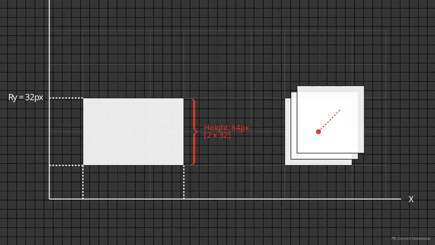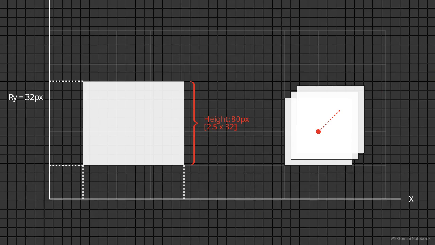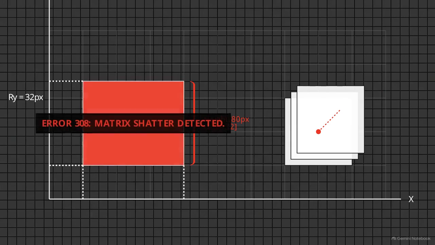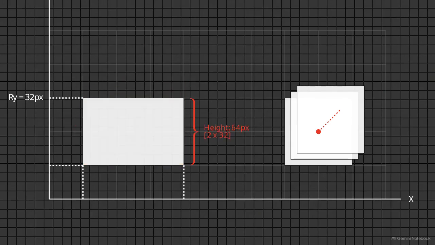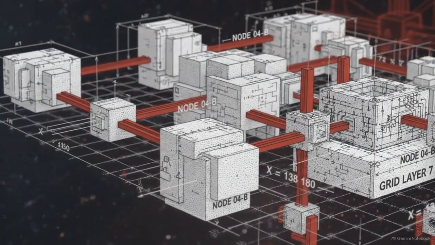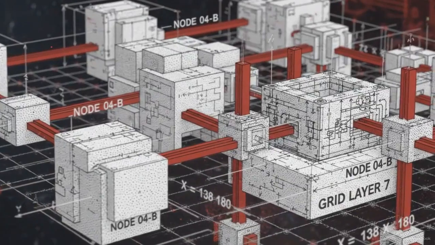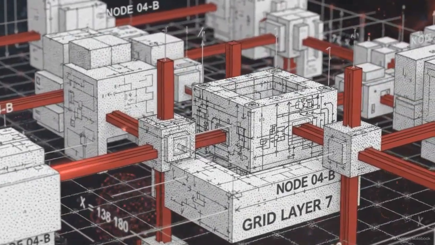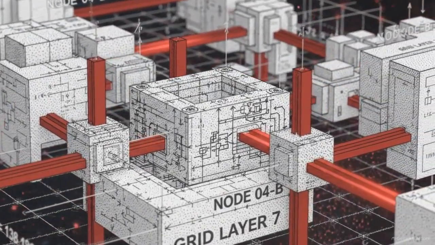When a layout violation occurs, like a component trying to expand to a non-grid-aligned height, the system's internal anti-drift auditor immediately catches the math error. It flags a matrixed shatter, or error 308, and violently snaps the component back onto the approved grid lines. At this level, the user interface ceases to be a traditional web document. It operates entirely as a mathematically bound spatial database.